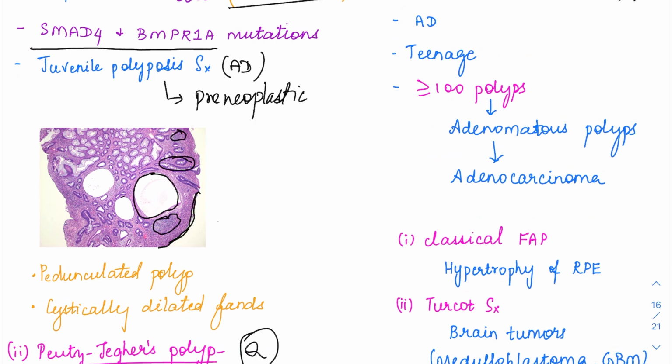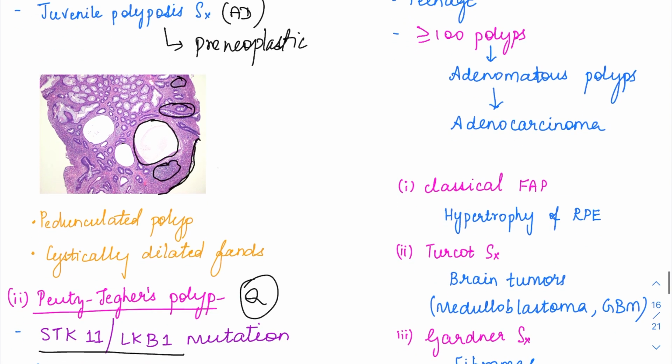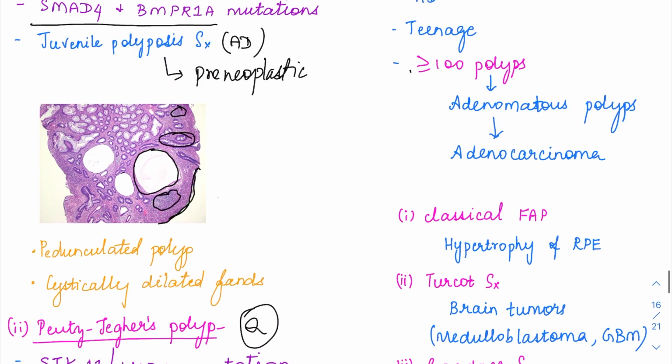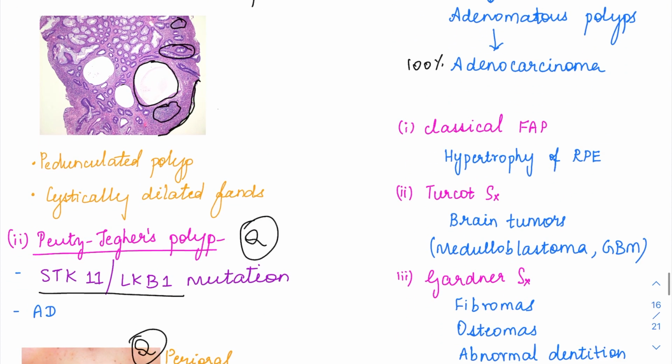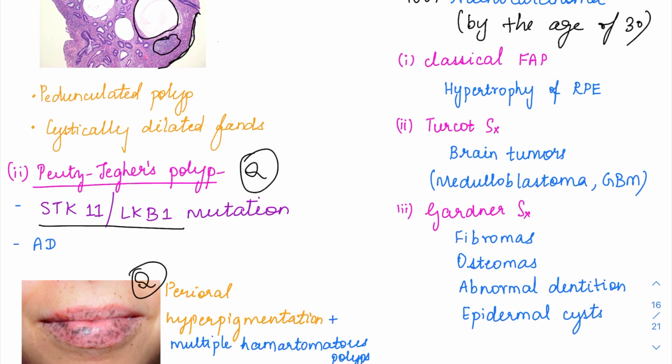Just imagine. So, it is usually an adolescent kid who is having these 100 plus polyps. And these polyps are usually adenomatous polyps which can convert into adenocarcinoma. So, there is going to be 100% risk of conversion into adenocarcinoma, and by the age of 30 itself. Okay. So, colon carcinoma at the age of 30, just imagine. So, this kind of FAP has a very high risk for conversion into adenocarcinoma.